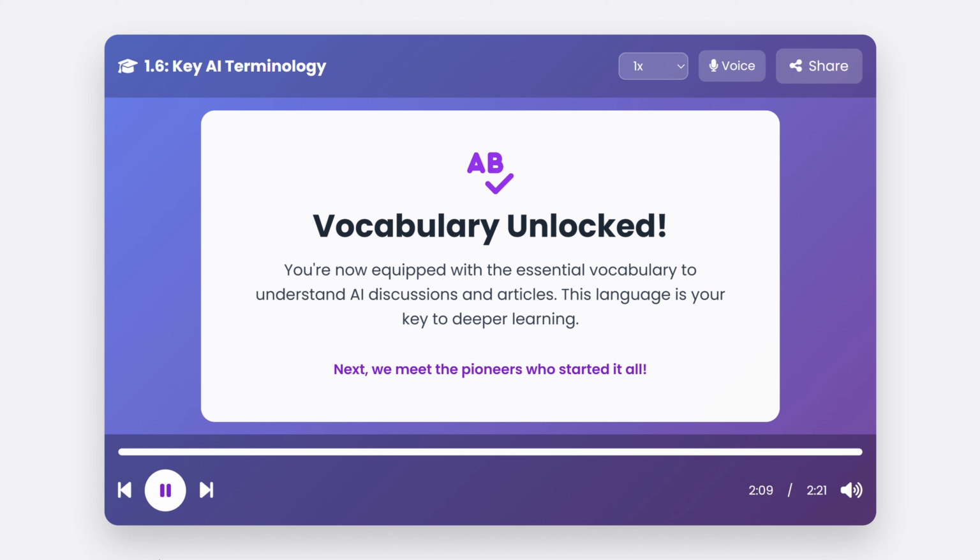And that's our lightning round of AI terminology. Don't worry about memorizing all of these at once. You'll see them again and again, and now you'll know exactly what they mean. Having this vocabulary is a huge step forward.